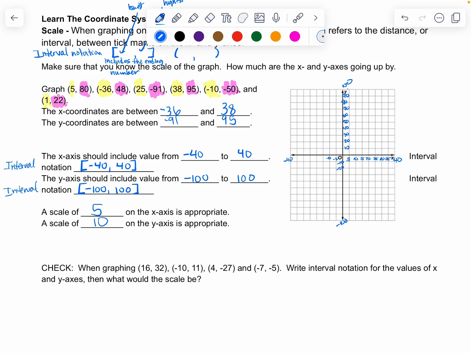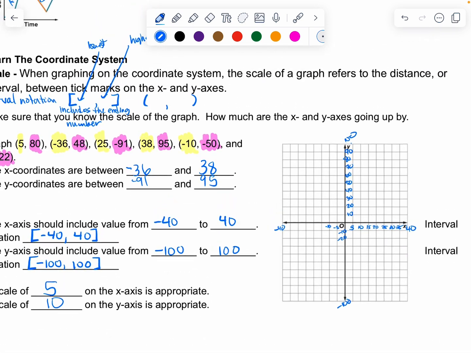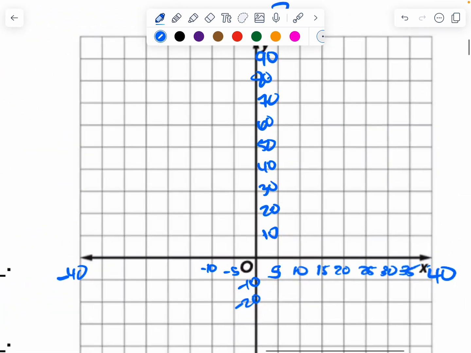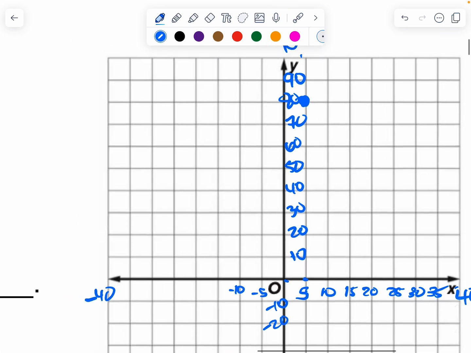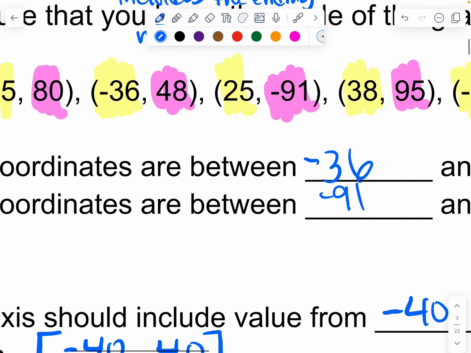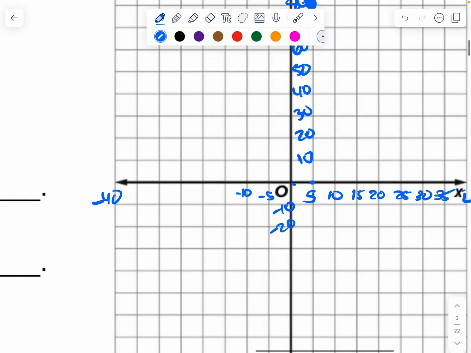Now, we need to plot our points, okay? So our first point is (5, 80). So I go over to 5 and up to 80. That's my first point. Then my next point is (-36, 48). Negative 36.